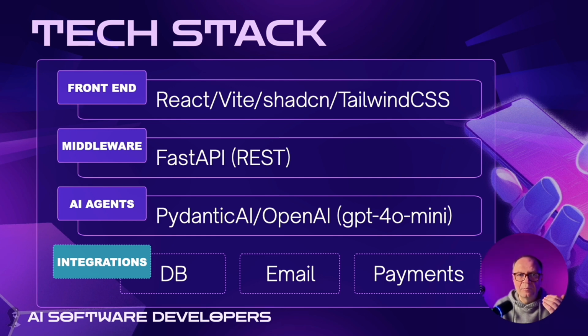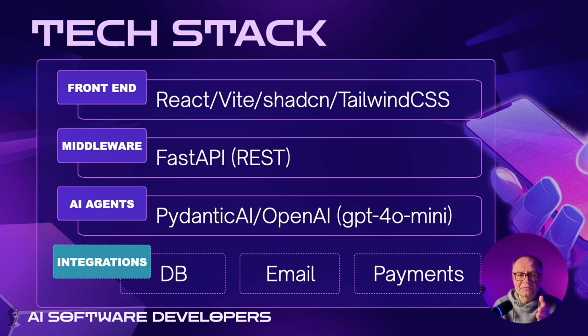It's important that the model knows and understands the tech stack so that the assets generated reflect that knowledge. On the middleware, we settled with FastAPI, one of the options for creating APIs. And for the agents, we settled with PydanticAI using OpenAI's GPT-4o mini model.